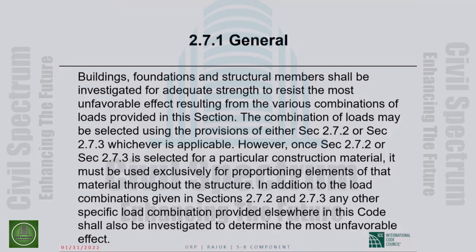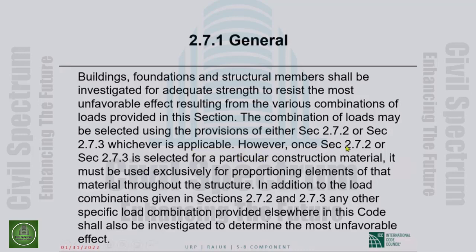Then something very important on this slide. However, once 272 or 273 is selected, allowable stress design or strength design is selected for a particular construction material. So you have a structure in which you have parts constructed in masonry, parts constructed in wood. You have decided that you will do the masonry design by the strength design method. Okay, you have to stick to it for all masonry members.